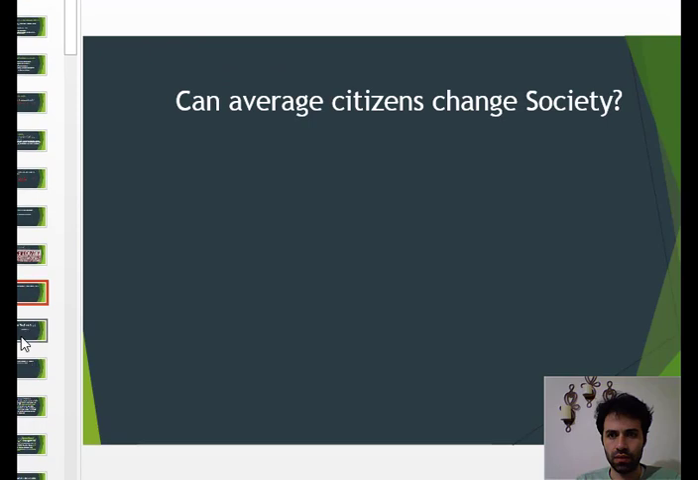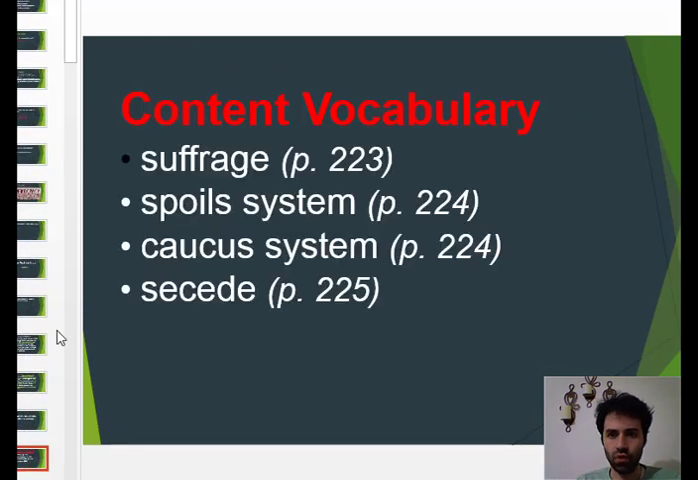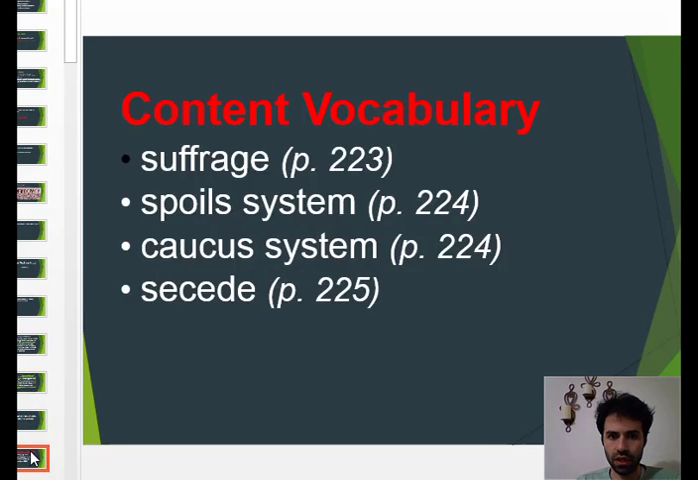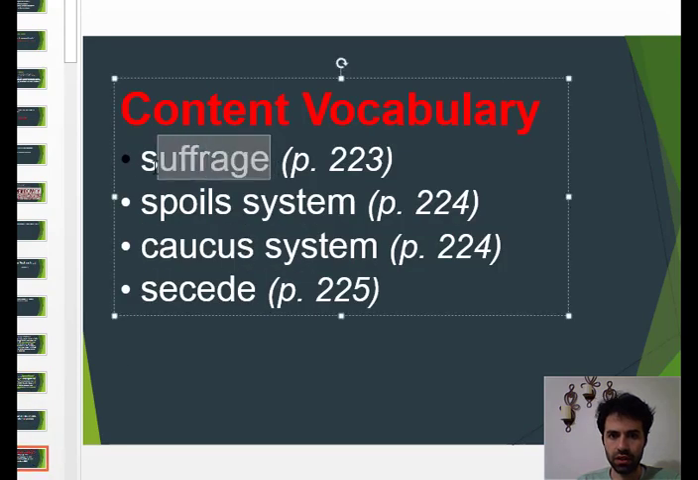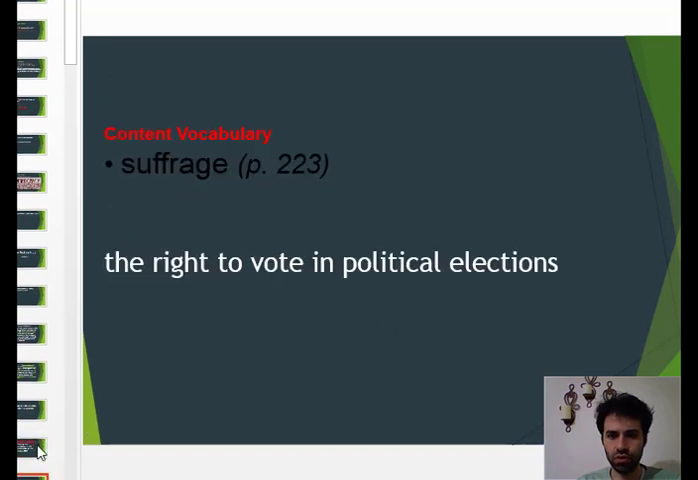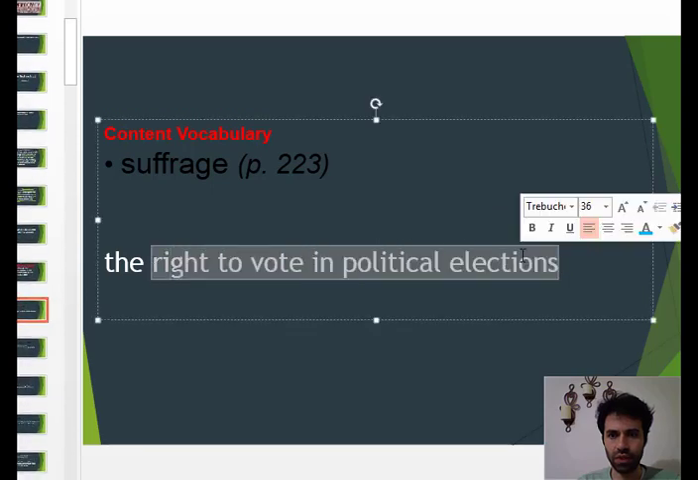Next, there are four important words here, talking about the right to vote. The first word is suffrage. Suffrage means the right to vote. It's a very important word.